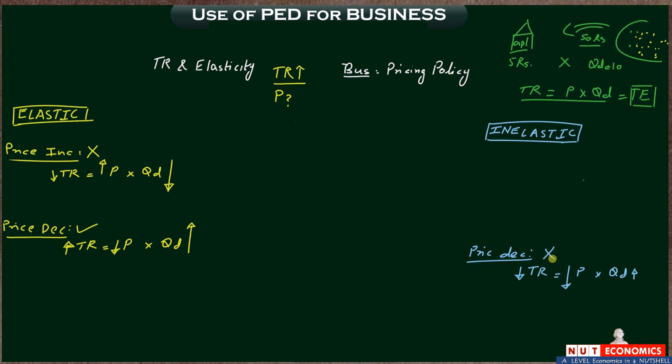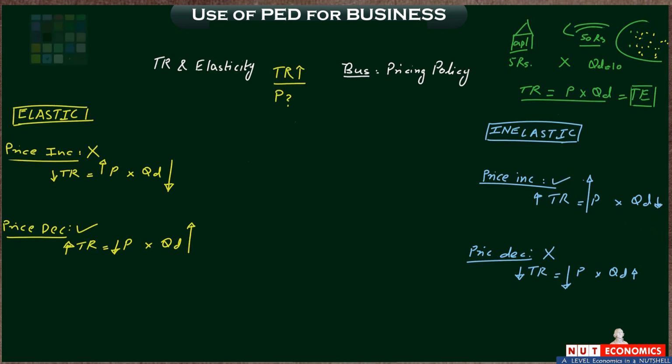So what you should do to increase total revenue in case of inelastic demand is to increase the price. Why? Because remember, inelastic demand means that the consumer is not very responsive. His hands are tied. So the consumer is not going to run away anywhere. So increase the price. The quantity demanded will fall. That's the law of demand, but it will just fall a little bit. It will not be very responsive. And therefore, your total revenue will increase.